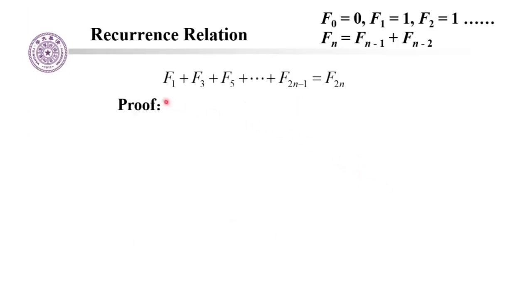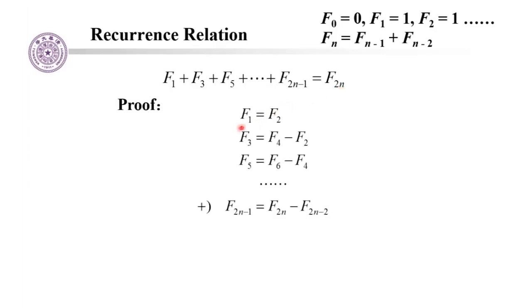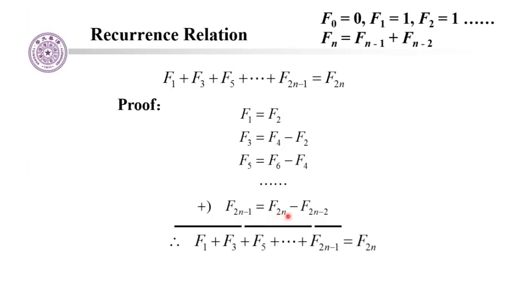For example, f1 plus f3 plus f5 until f2n minus 1. This is actually a set of Fibonacci numbers with odd indexes. Their sum is exactly equal to an even index Fibonacci number, which is f2n. How should we prove it? The idea is exactly the same as the last one. For example, f1 equals f2, f3 equals f4 minus f2, f5 equals f6 minus f4, and so forth until the last term, f2n minus 1 is equal to f2n minus f2n minus 2.